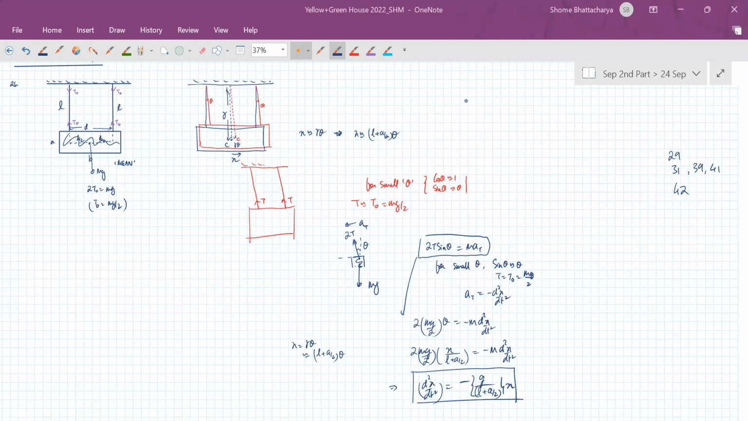So realize one thing, question 29 is not a problem of SHM. That particle will not be performing simple harmonic motion. However, it will be performing oscillation. Okay, and the time period of the oscillation will have to be calculated by your normal Newton's laws of motion method.